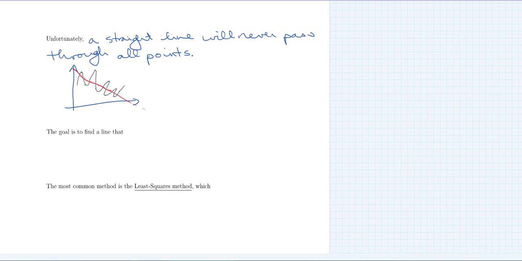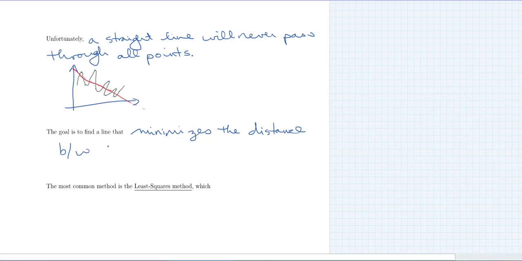So why are we talking about straight lines? The goal is to find a line that minimizes the distance between the points and the line itself.